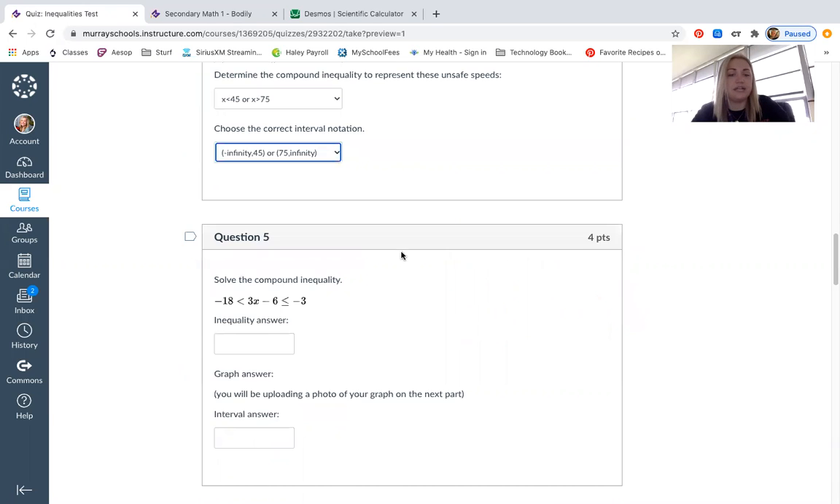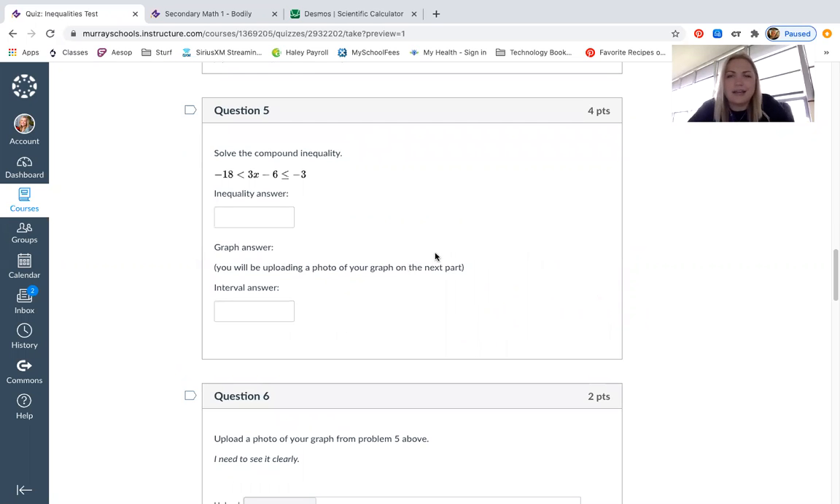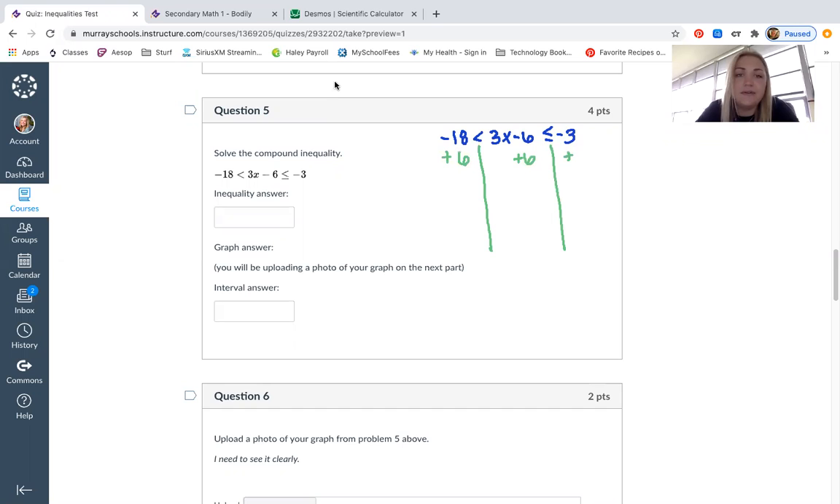Solve the compound inequality. I love these kind of compound inequalities. I feel like they're so beautiful. Okay, on this one, we've got negative 18 is less than 3x minus 6 is less than or equal to negative 3. Okay, I'm going to separate this because it helps me stay organized. I want the centerpiece to just have x. So I'll start by adding 6. Please make sure you're showing your work in all 3 sections here.